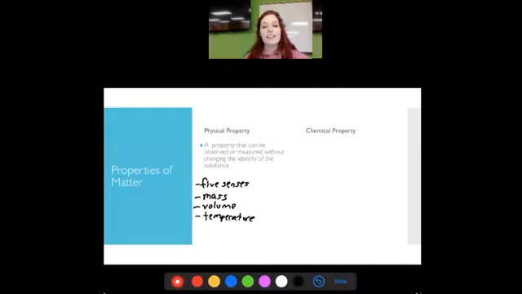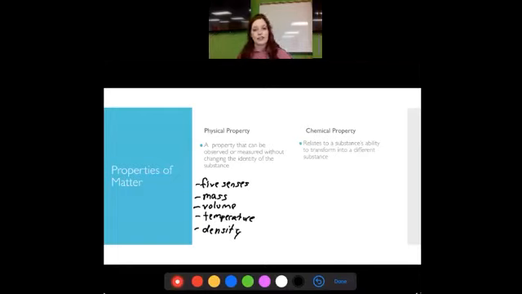And then, of course, anything that you can calculate out of those measurements. So density is also a physical property because it can be calculated from two other physical properties. And we'll talk more about that in a second. A chemical property, on the other hand, is something that relates to a substance's ability to react or transform into a different substance. So anytime a chemical reaction occurs, that's going to be a chemical property.